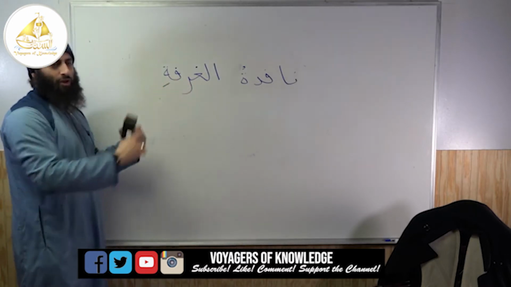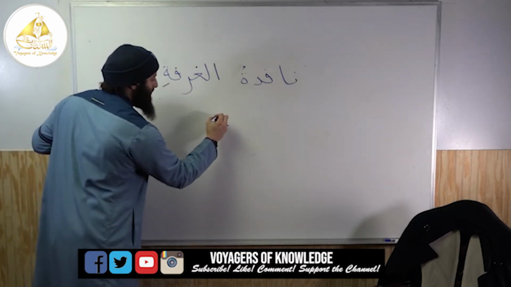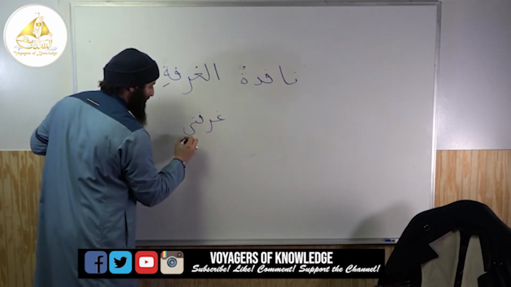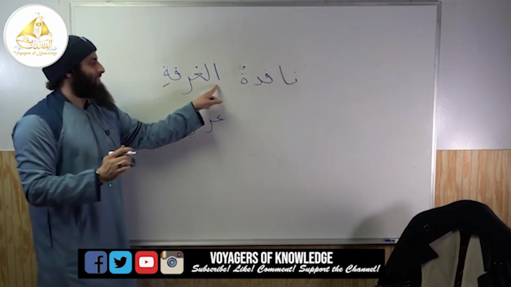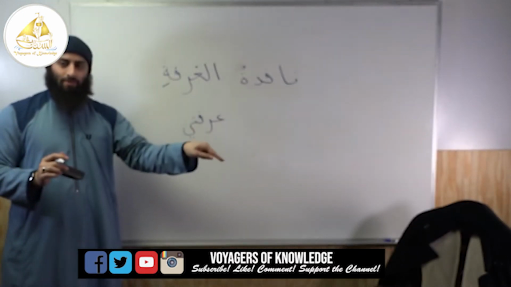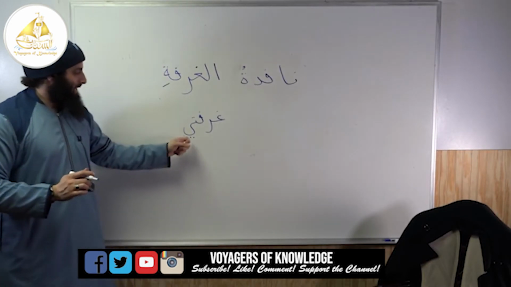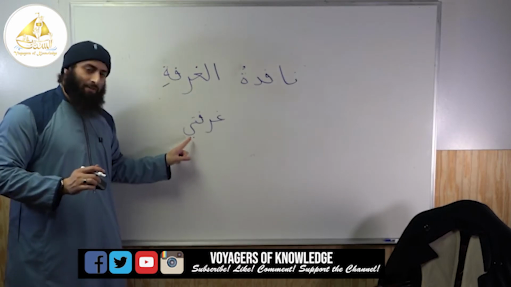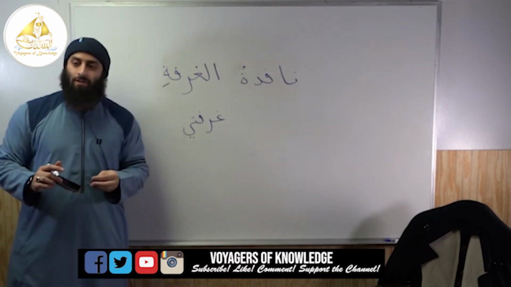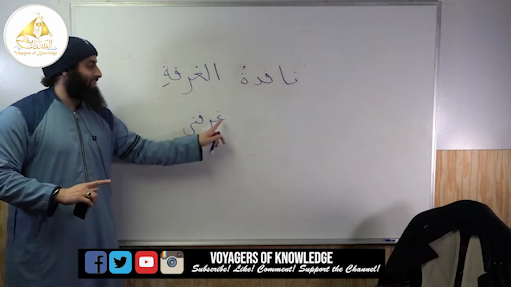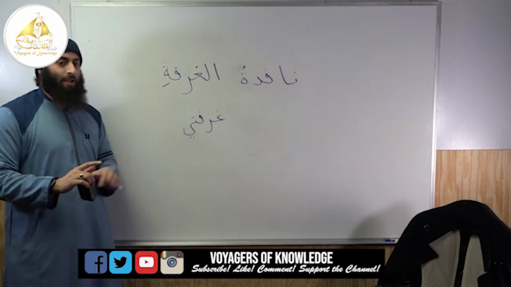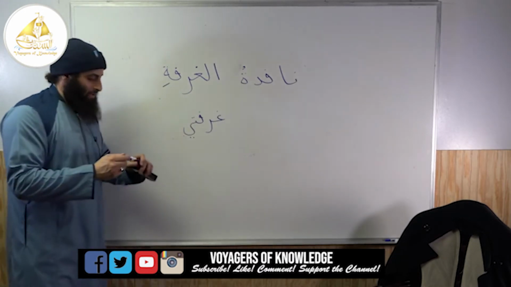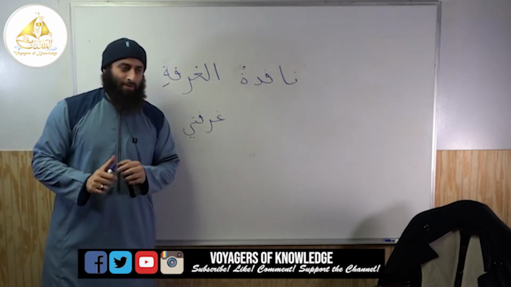But this is the original one you guys learned. So remember, what does the al do? It specifies. Makes it definite. Did anything here make ghurfa definite? Did we specify a room by adding this yet? We did. So this doesn't need al. As a matter of fact, if you put al, it's wrong. If you say al ghurfati, I'm going to deduct 2 points. Not one, two.